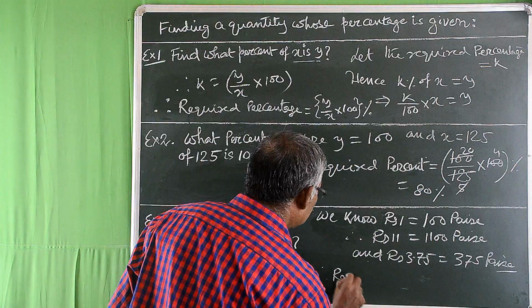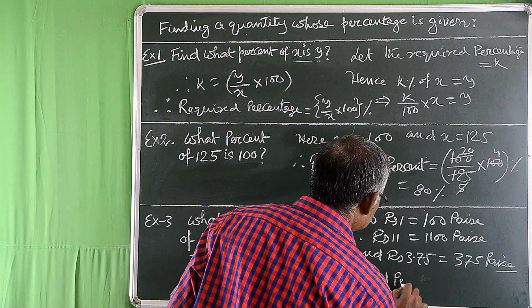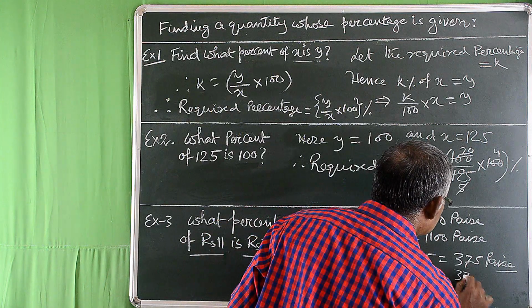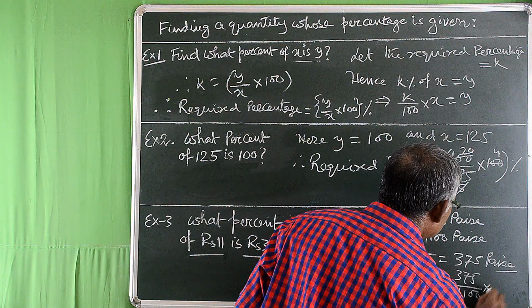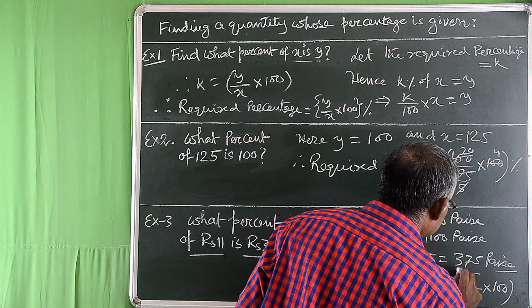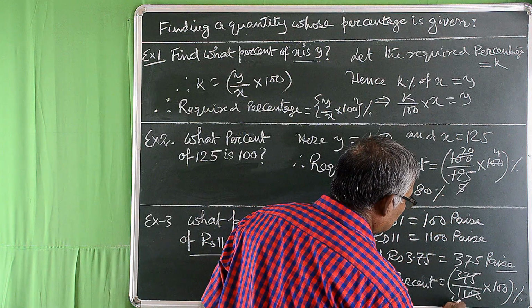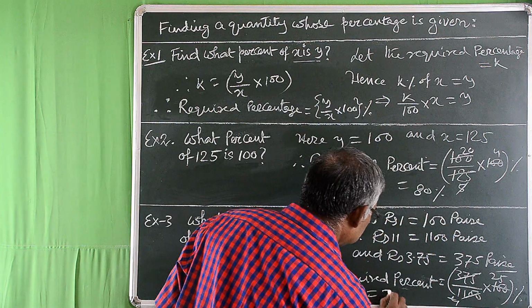Therefore required percent equal to 375 by 1500 into 100%. Here it is 4 and it is 25, so it is 25%.